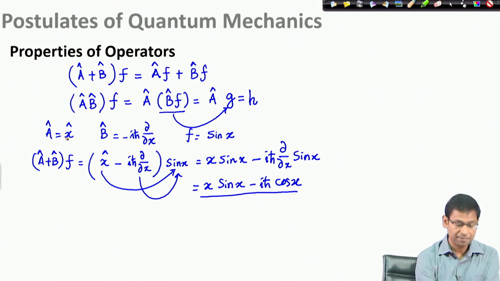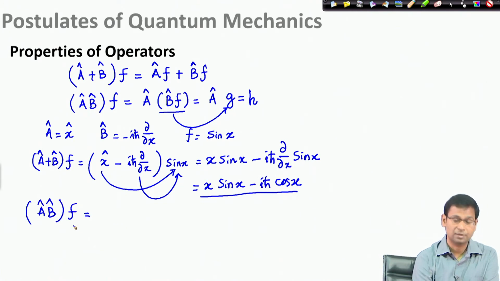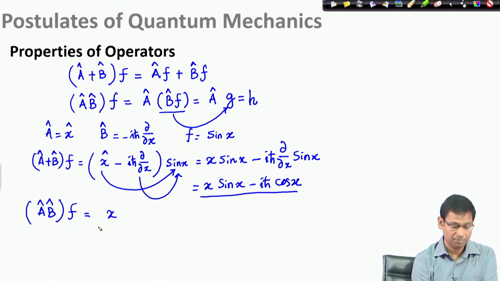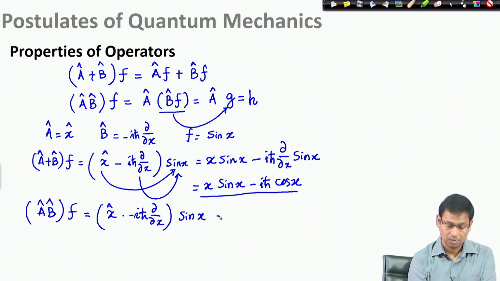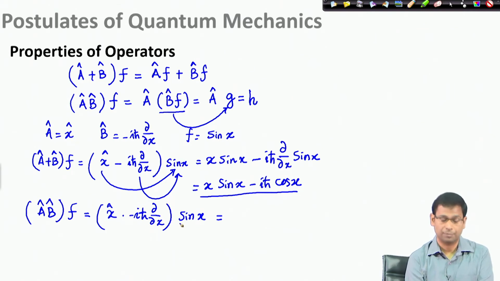Now, we will do the same, but now we will use the same operators A B, but we would apply the product rule. So, now what do I have? X operator. So, we know that if there are two operators A B which are multiplied and they are being acted on a function sin x.